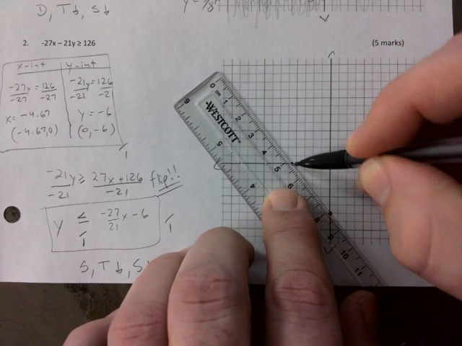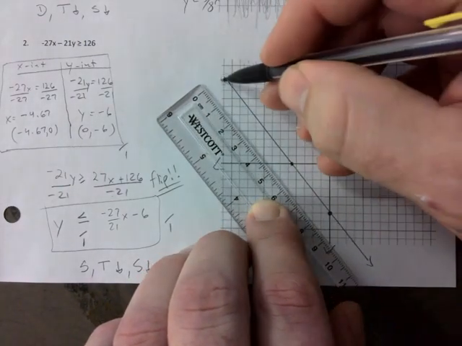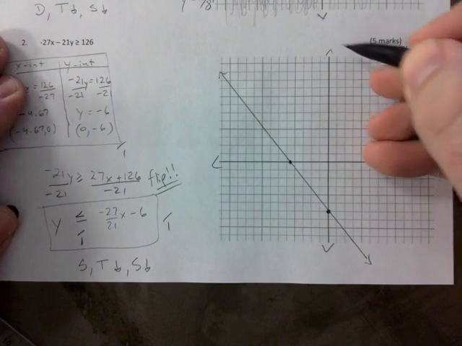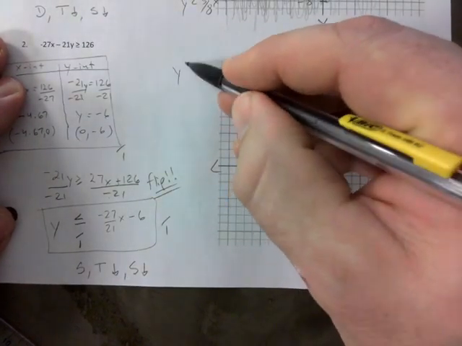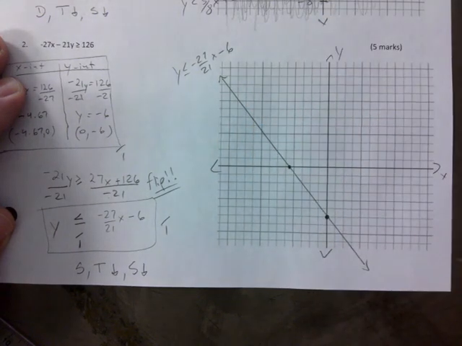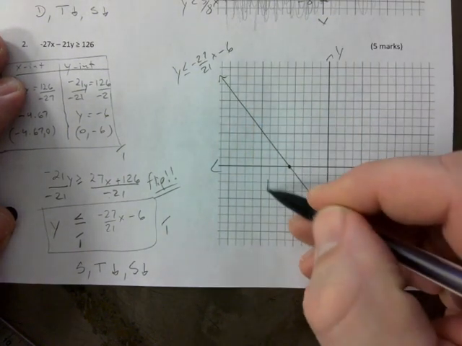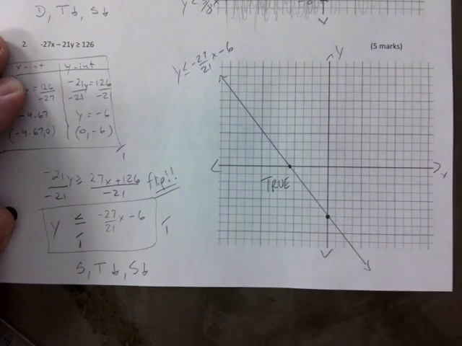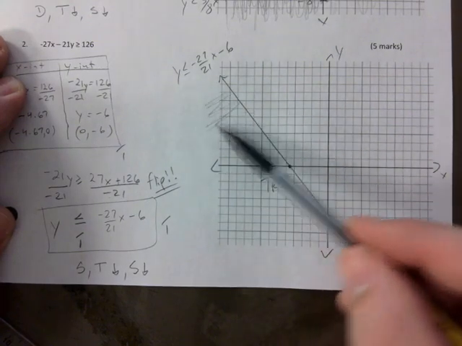Solid line. Right. X and Y. This is y is less than or equal to. The true region is here. It's below the line. And you just shade that part.